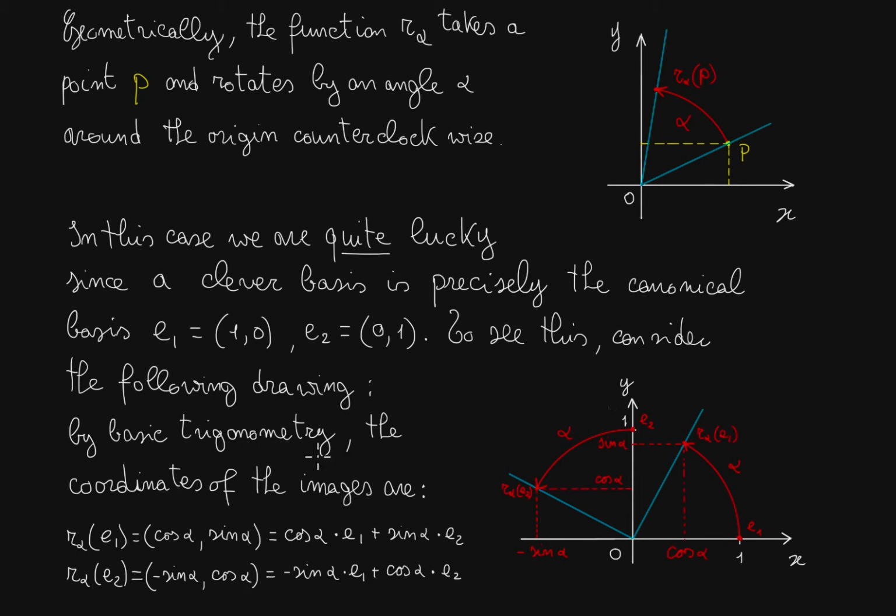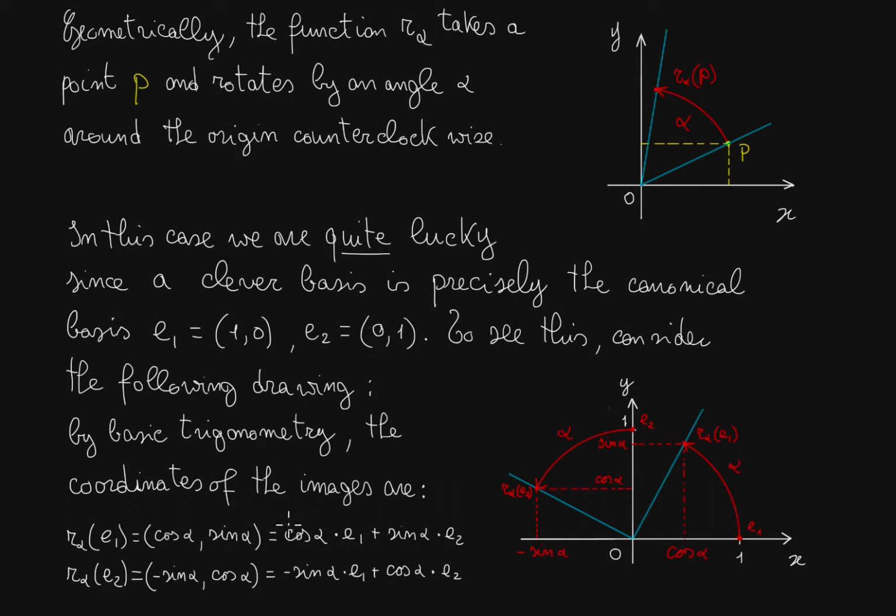By basic trigonometry, the coordinates of the images are (cos alpha, sine alpha) for R alpha of E1, by definition of cosine and sine. Actually, this coordinate is cos alpha, and this one is sine alpha. And by symmetry, the coordinates of R alpha of E2 are: the x-coordinate is negative sine of alpha, and the y-coordinate is cosine of alpha.